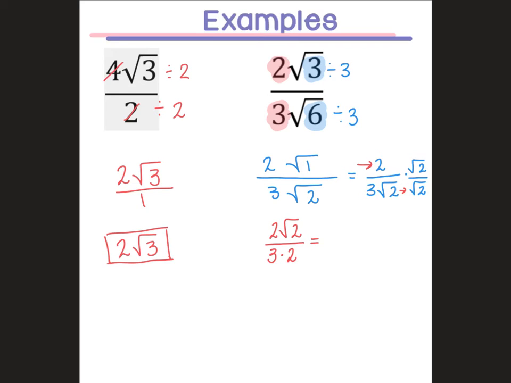From this point, I can see that if I have a 2 in the numerator and denominator, those would just cancel out, leaving me with square root of 2 over 3.